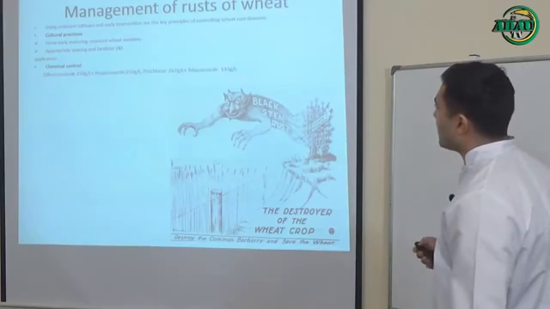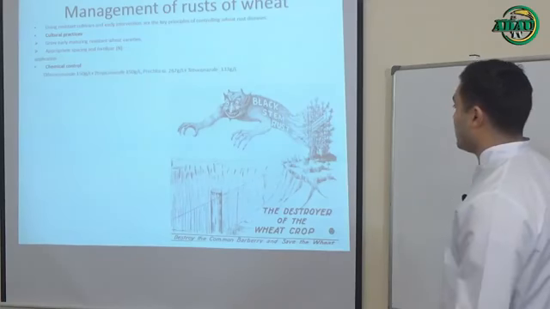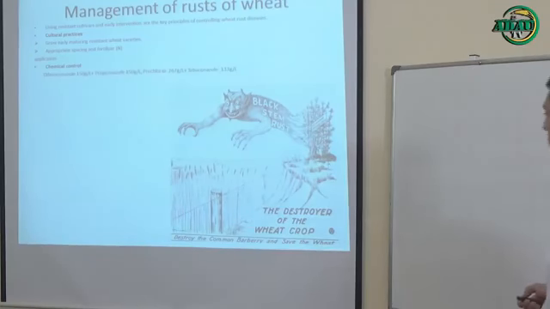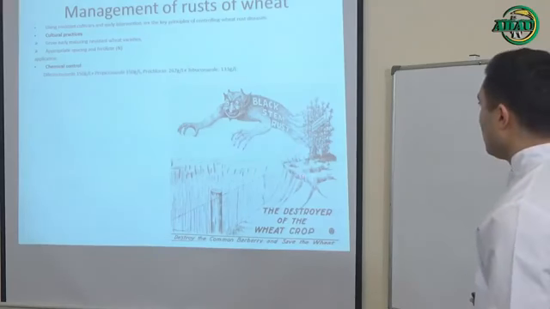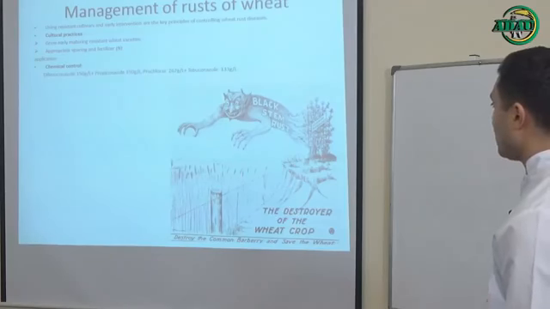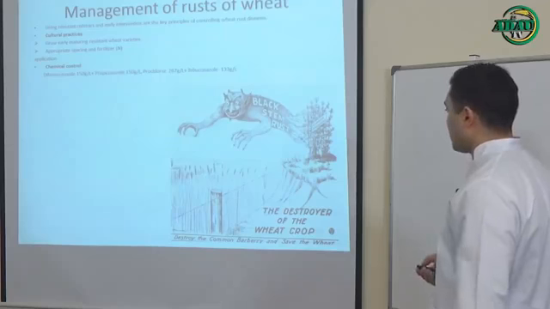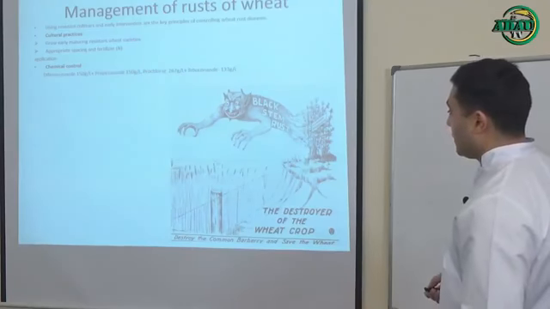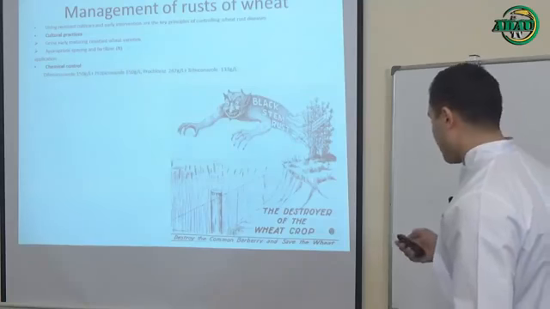I wrote here some chemical contents. You can use this kind of chemical for management of rust diseases. And here is also: destroy the common barberry and save the wheat. If there's some common barberry near your field, you have to destroy all these barberries near your fields because they are also hosts.